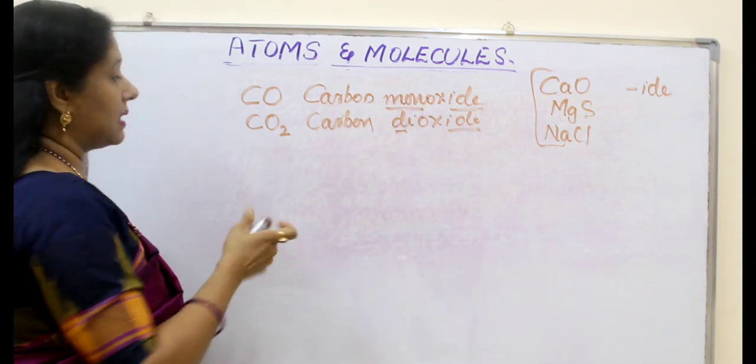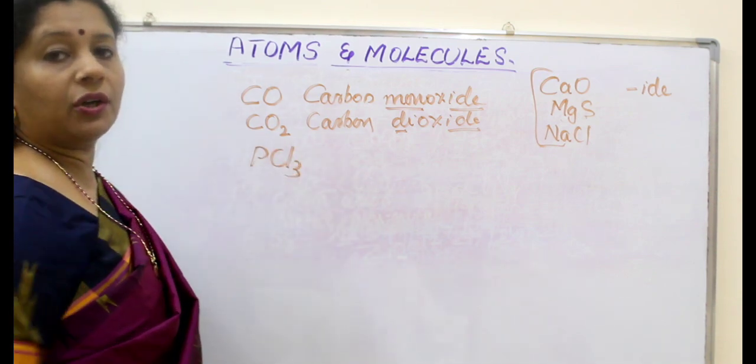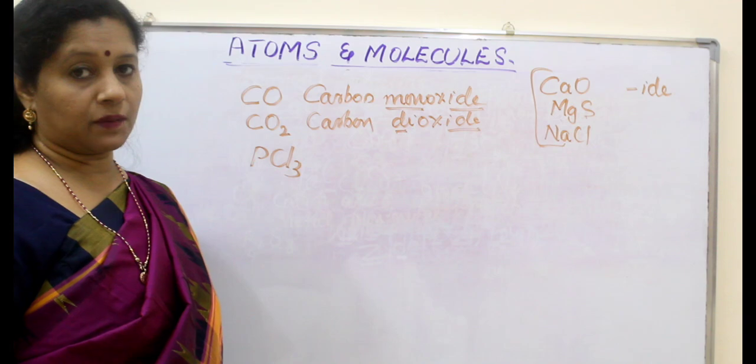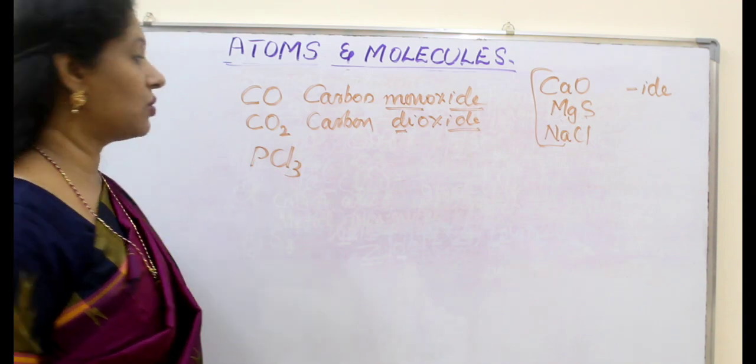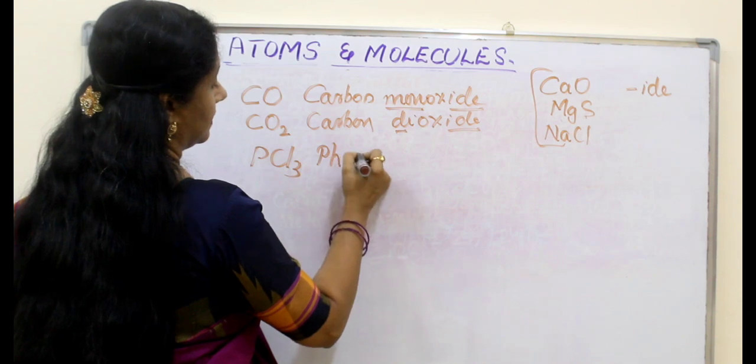Now what is next? I will write PCl3. So you all know what is P? P for phosphorus, Cl for chlorine. So can you try it? Yeah, phosphorus.